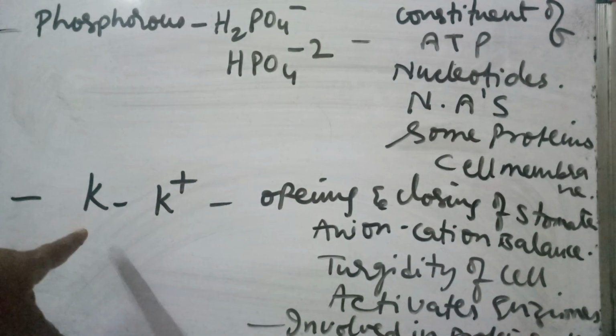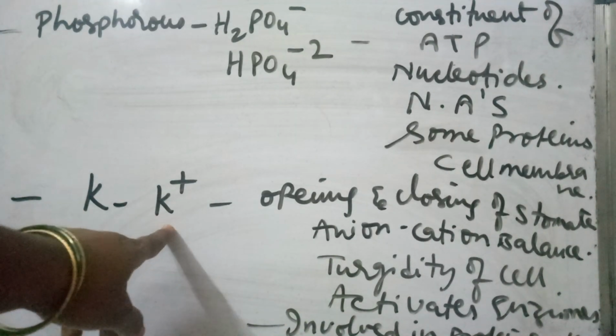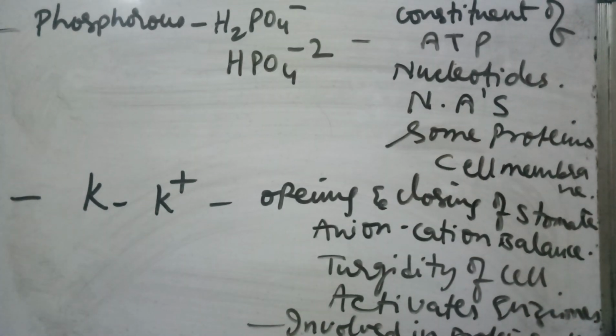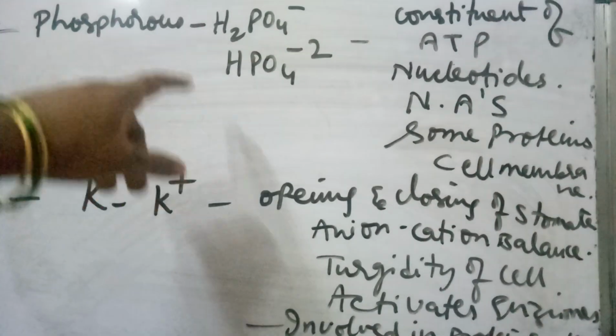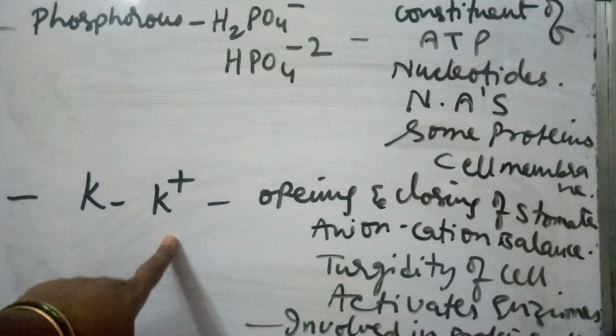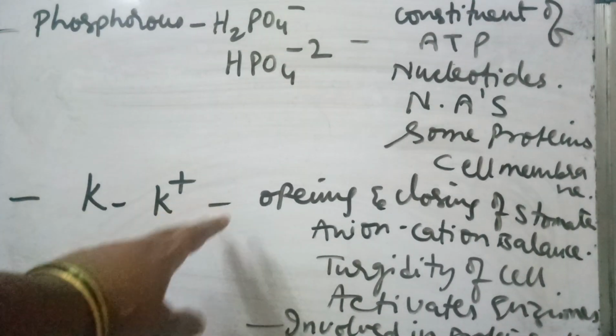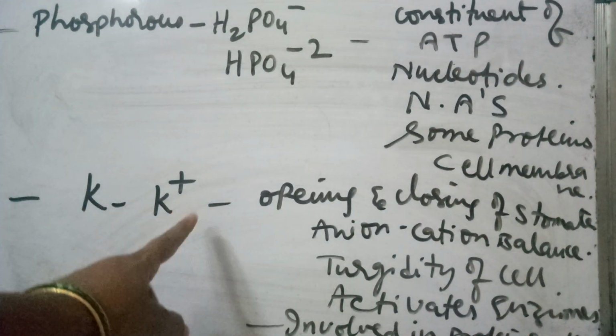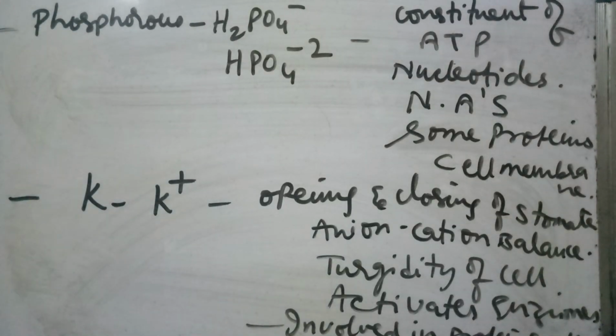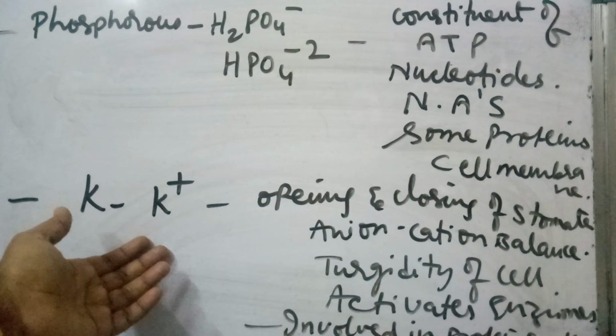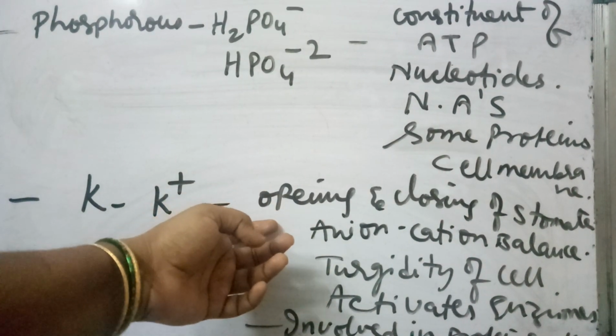That is about phosphorus. Coming to potassium. Potassium is absorbed in the form of K+ ions, so it is a cation. Some are absorbed in the form of anions, some in the form of cations. The role played by potassium is that it helps in opening and closing of stomata. Already we discussed that K+ ion is involved in opening and closing of stomata.